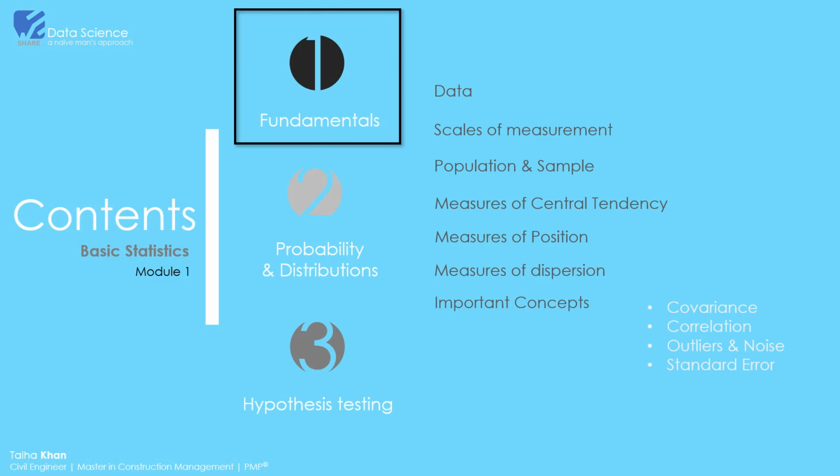So in this video we'll learn about data and its types, then scales of measurements, then definition of population and sample, then measures of central tendency, which is basically mean, median and mode. Then we'll look at the measures of position, which are quartiles, etc. Then we'll move on to measures of dispersion, that is standard deviation, variance. And finally, we will cover a few other important concepts such as covariance, correlation, outliers, noise, and standard error. So that is how our section 1 will look like. Alright then, let's start with the first topic, that is data and its types.